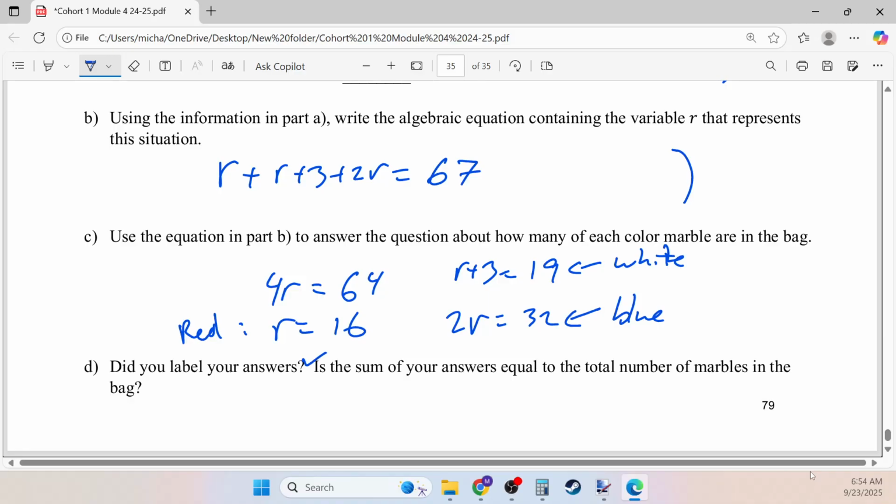Is the sum of your answers equal to the total number of marbles? If we did it wrong, when we add these numbers together, we'll get something other than 67. Oh, I had 9 there instead of 19. 9 plus 6 is 15, plus 2 is 17. That brings a 1 up here. 1 plus 1 is 2, plus 1 is 3, plus 3 is 6. Okay. So, is the sum of the marbles equal to the total? Yes.